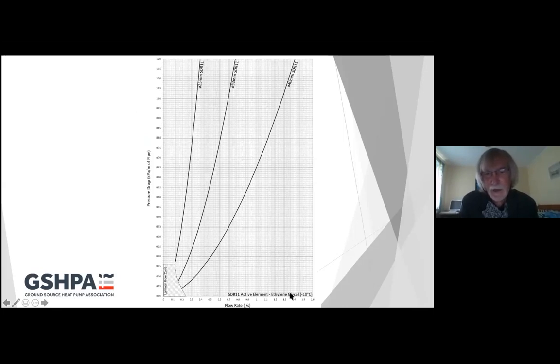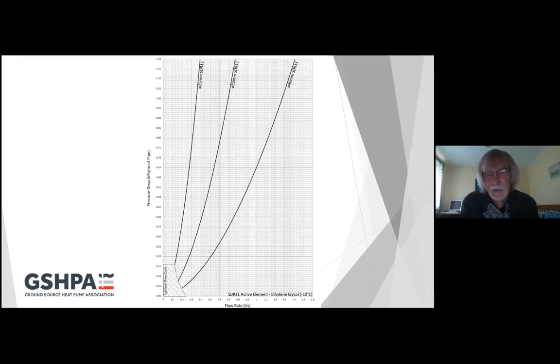This is flow rate down the bottom. So the flow rate in your U-tube or your loop, and this is set up for a concentration of ethylene glycol protecting down to -10C. And so you stick in here, you decide you're going to use 40 mil pipe at 0.6 liters a second. You go up here and come across, and this will tell you the pressure drop per meter.